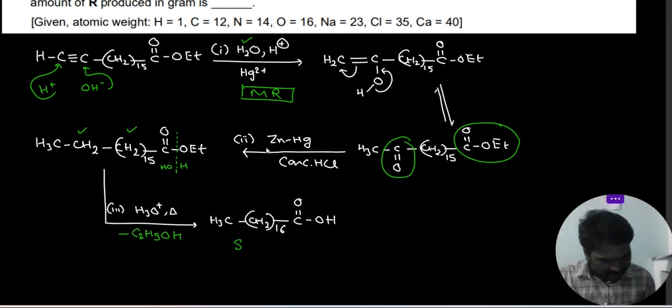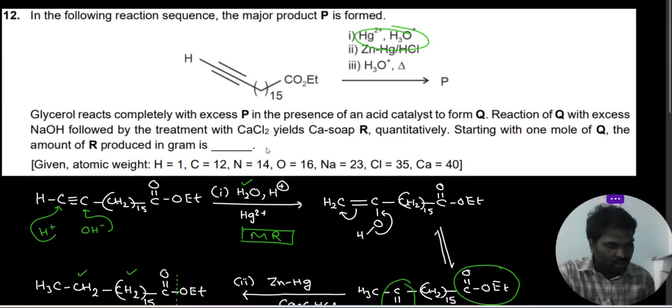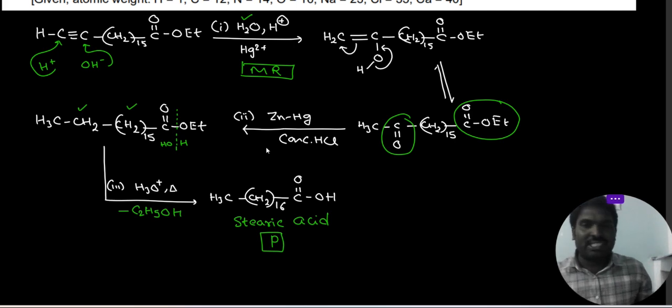And this is stearic acid. What is its name? Stearic acid. The carboxylic acid, stearic acid, is formed. You know this stearic acid is called which one? P. This is the compound P. Understood? C17H35COOH, stearic acid. This is P.